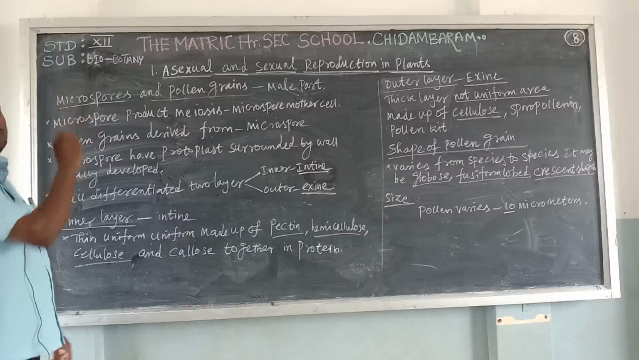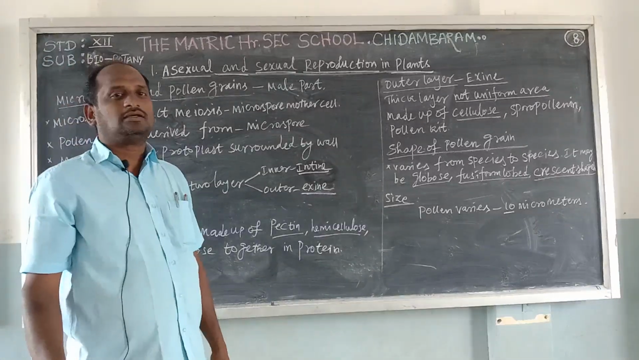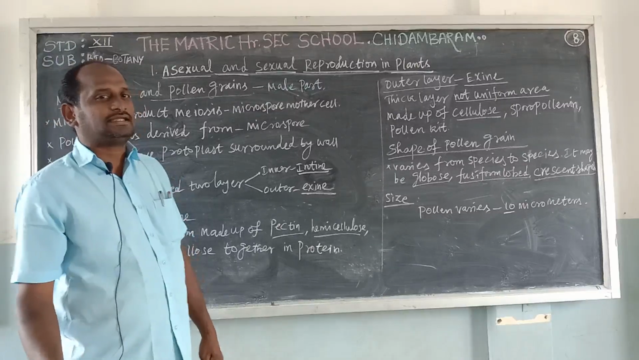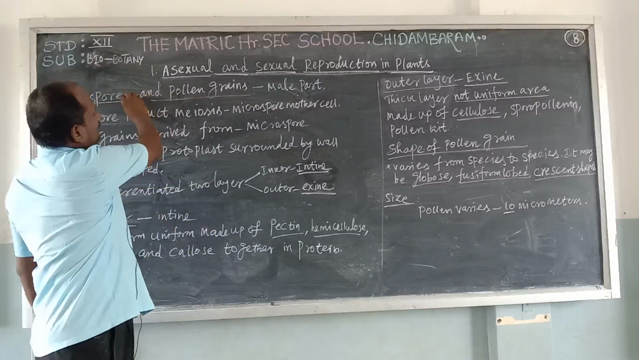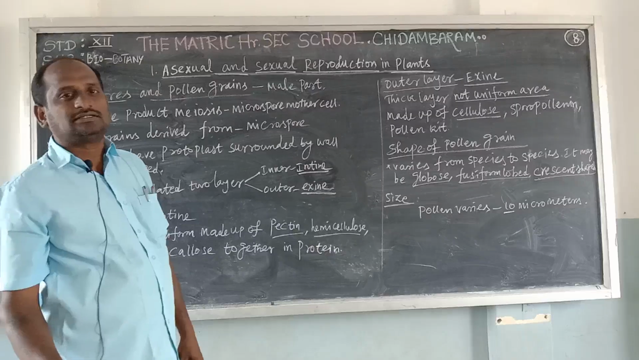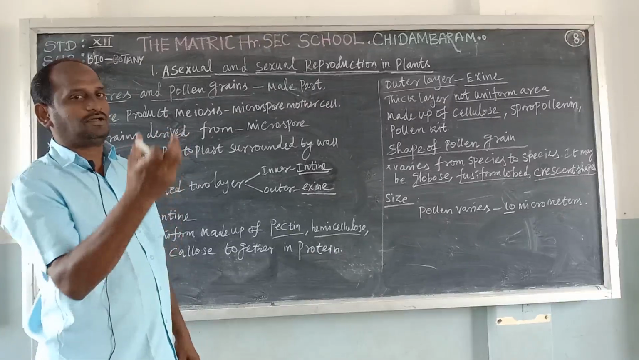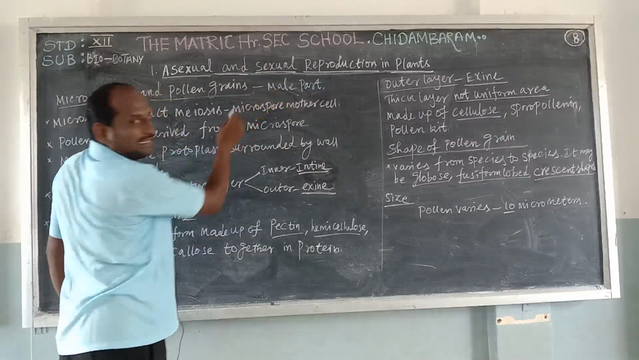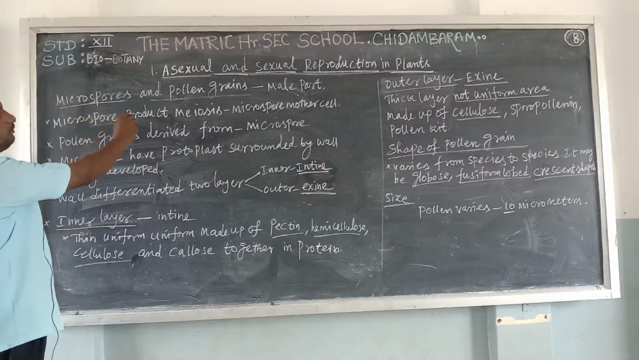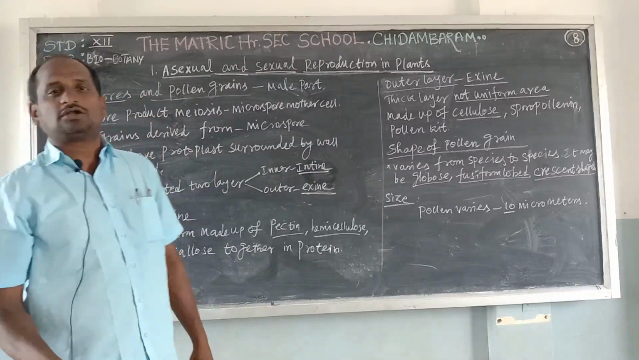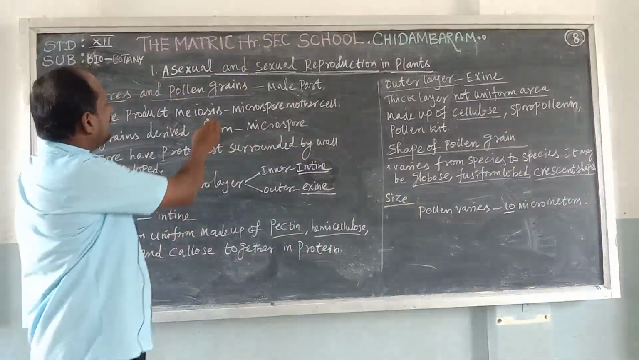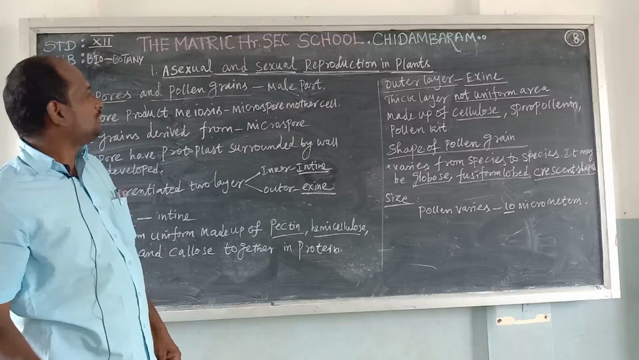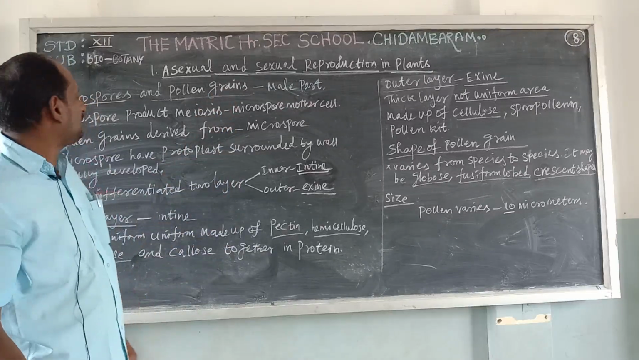What is a microspore? The microspore is the male reproductive part of nature. The male reproductive part means the anther. The microspores contain the pollen grains. The microspore is produced by meiosis from the microspore mother cell.